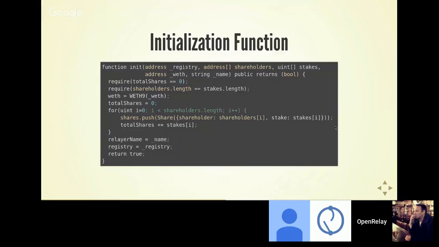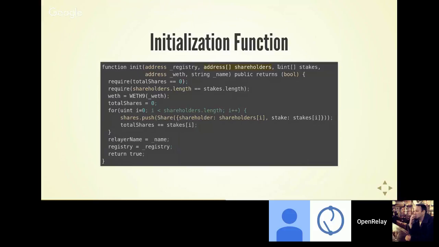But basically, we can't do this through a constructor, so we provide a different initialization function that we have to call the first time, or as soon as we have deployed a proxy for the affiliate contract. So this initialization function takes a registry address so that we know where our registry is. It takes a list of shareholder addresses.